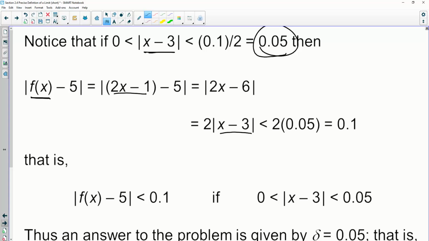But I gave you this magical number, you don't know where I got it yet, but I said the absolute value of x minus 3 was less than delta. So this would have to be less than 2 times my delta, my 0.05, which is 1/10. So this is kind of like a proof. I just proved that if we are within 5/100ths of 3, so if I pick an x between 2.95 and 3.05, my y value will be within 1/10 of 5.